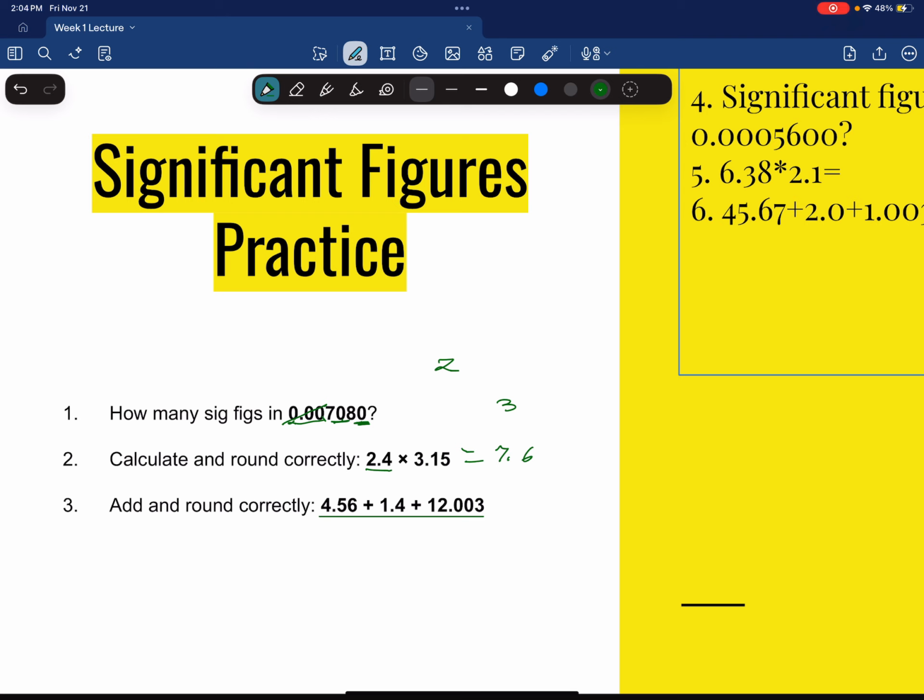And then for adding, it's going to be 4.56 plus 1.4 plus 12.003. So we have 4.56 plus 1.4 plus 12.003, and we get 17.963. And then we're looking at the fewest number of decimal places. Our final answer is going to be 17.963, but since we're looking at the fewest number of decimal places, we can just say 18.0.